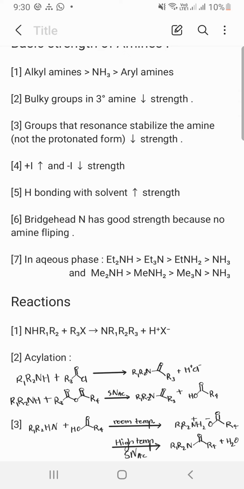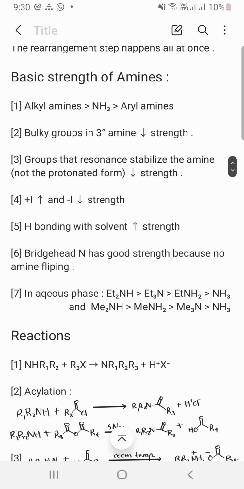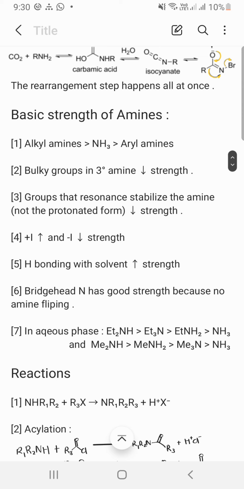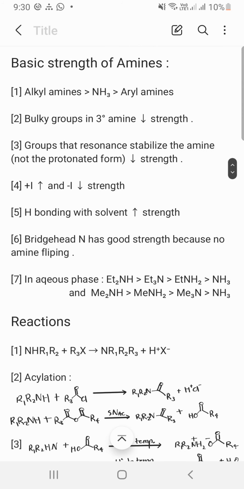Groups that resonance stabilize the amine in its ordinary form, as we saw in the first one, decrease basicity. Positive inductive effect, okay, this is obviously well known. Hydrogen bonding with solvent increases the strength. The basic strength, I don't know about that, but if you say so, fine, I'll consider that. Bridgehead nitrogen has good strength because there's no amine flipping. That's important. I just told you that bulky 3-degree groups decrease strength because they don't allow the full sp3 hybridization, which would put a lot of repulsion between the bulky groups.